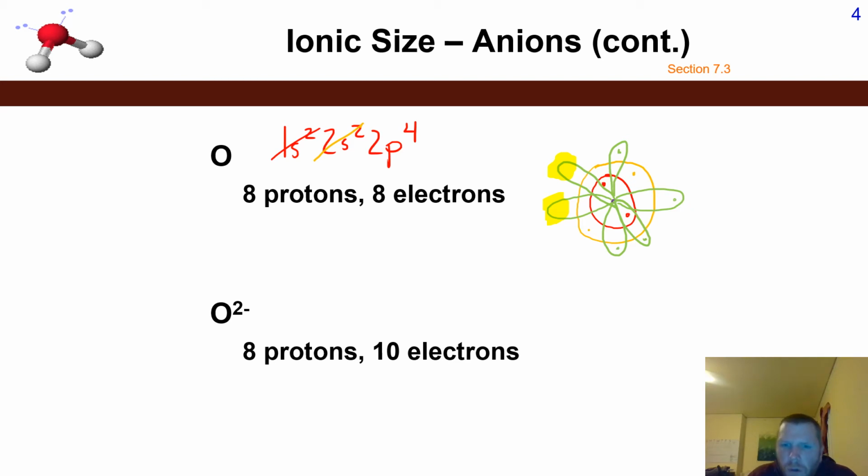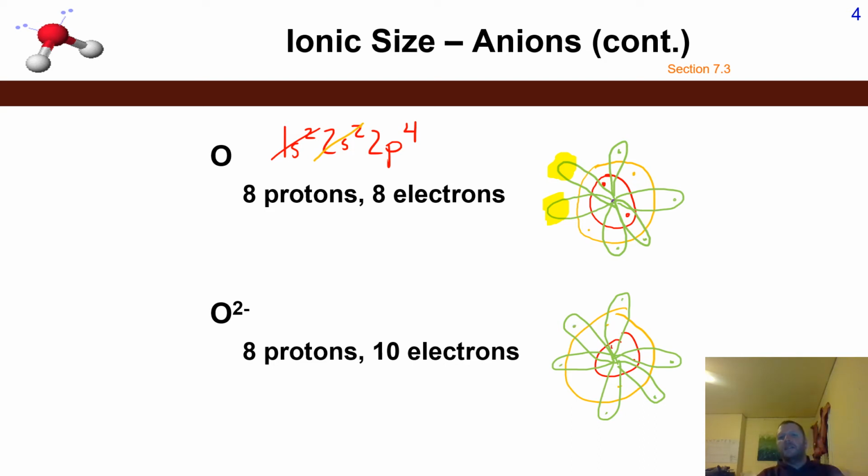Okay, so my electron configuration, I really wish that I could just copy and paste that, but I've got my 1s, I've got my 2s, and then I've got my 2p: x, y, z. Okay, so again, x, y, z. So I've got 10 electrons.